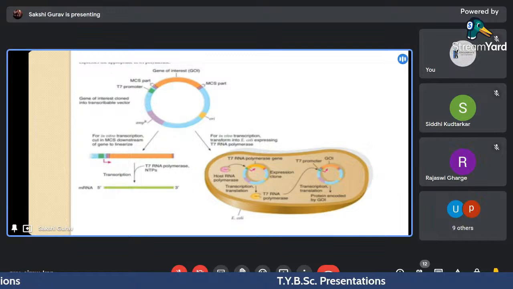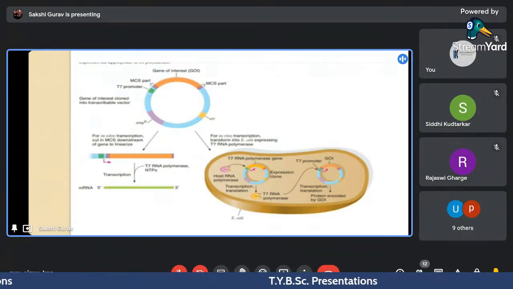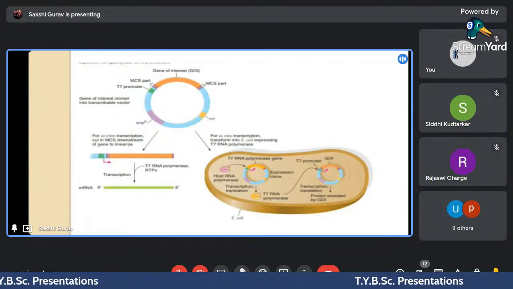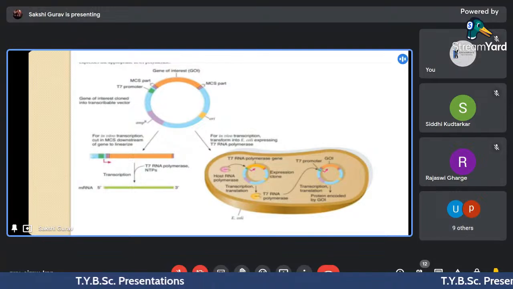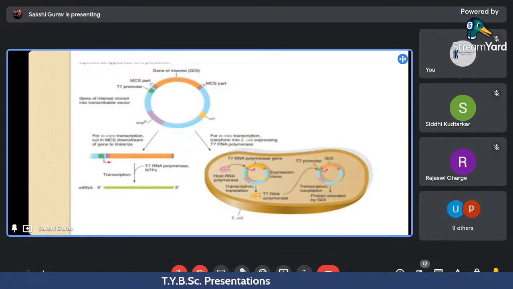Then, as there is a T7 promoter, we will be adding T7 RNA polymerase only, that is, the specific RNA polymerase. Then we will be adding NTPs, and then we will transcribe. There will be transcription of this gene of interest, and you can see the full-length mRNA is then transcribed. This is the in vitro process, and beside it there is in vivo transcription.